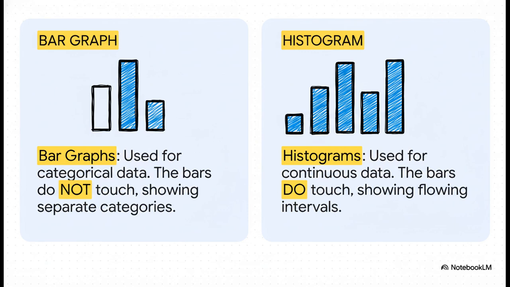Now, let's talk about representing data. And this is another classic exam trap you need to watch out for. Bar graphs have gaps between the bars. Why? Because they're comparing separate categories, like favorite pizza toppings. Histograms, on the other hand, have no gaps. The bars are all touching. That's because they show continuous data, like height or weight, where one group flows right into the next.